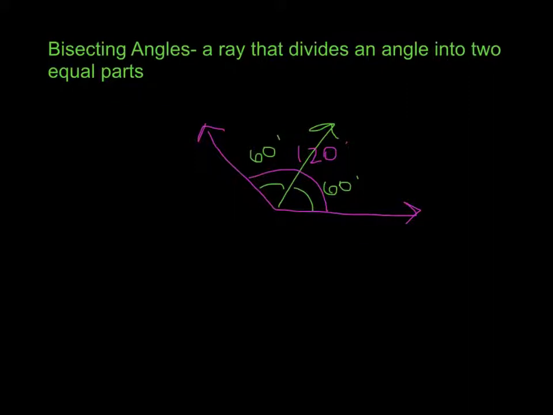A bisecting angle is a ray that divides an angle into two equal parts. Equal is your key word. So if we have this angle that is 120 degrees, the bisecting angle would divide it into two equal parts. So if it was 120, it's now 60 and 60. That's a bisecting angle.